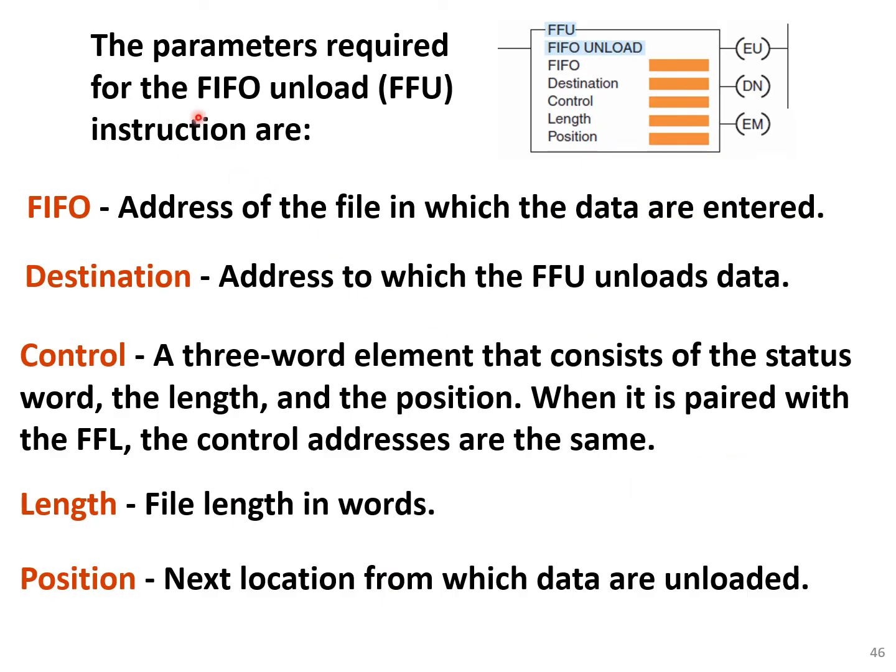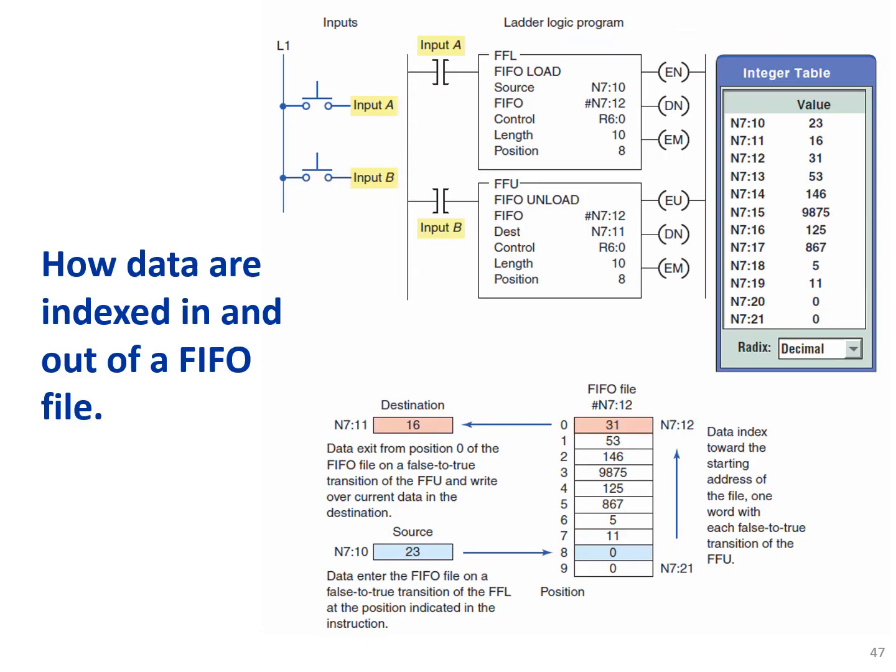The parameters required for the FIFO unload instruction are: FIFO, address of the file in which the data are entered, destination address to which the FFU unloads data, control, a three-word element that consists of the status word, the length, position. When it's paired with the FFL, the control addresses are the same: length, file length in words, position, next location from which data are unloaded. How data are indexed in and out of a FIFO file.